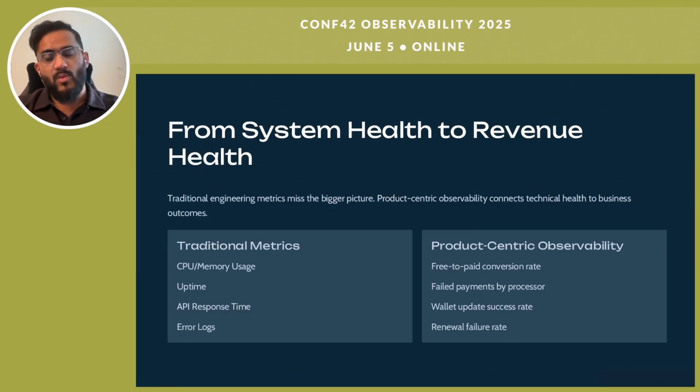Imagine you have launched a new wallet experience. Uptime is 99.99%. API latency is below threshold, but the users are seeing an unhelpful error message if their card is expired. Now, you wouldn't know that unless you are tracking wallet update success rate. Observability means turning these customer interactions into signals we can actually act on.